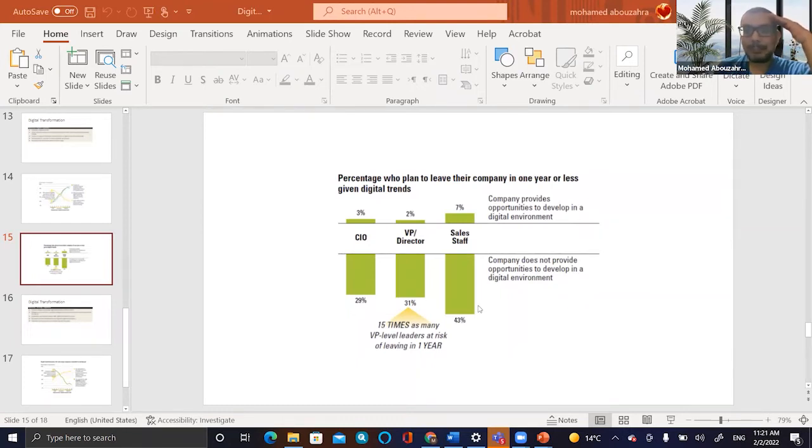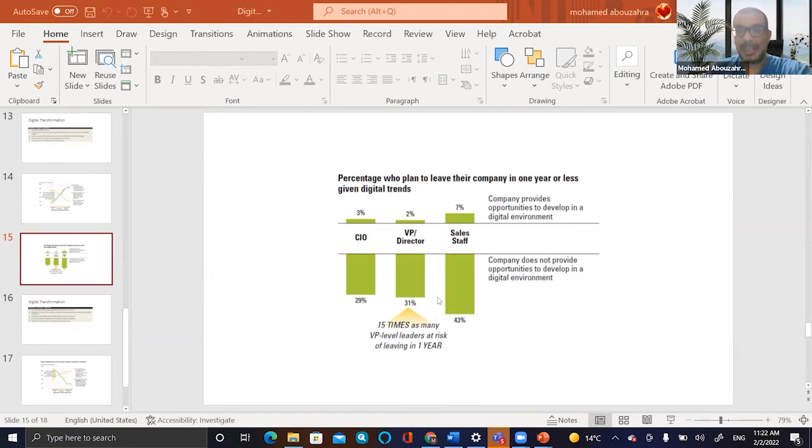One of the biggest reasons why employees would leave the company is that the company does not provide opportunities to develop in a digital environment. So if the company is not keeping up to date with competition, then, employee, I want you to think about yourselves. What kind of companies do you prefer to work in? Okay.